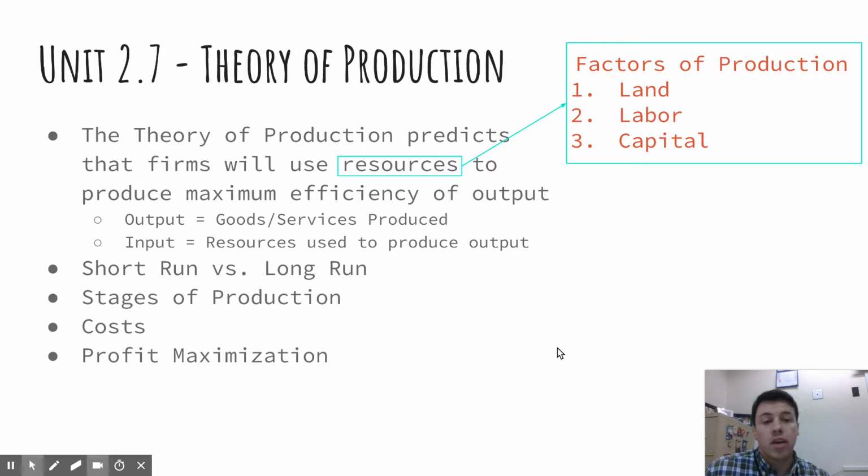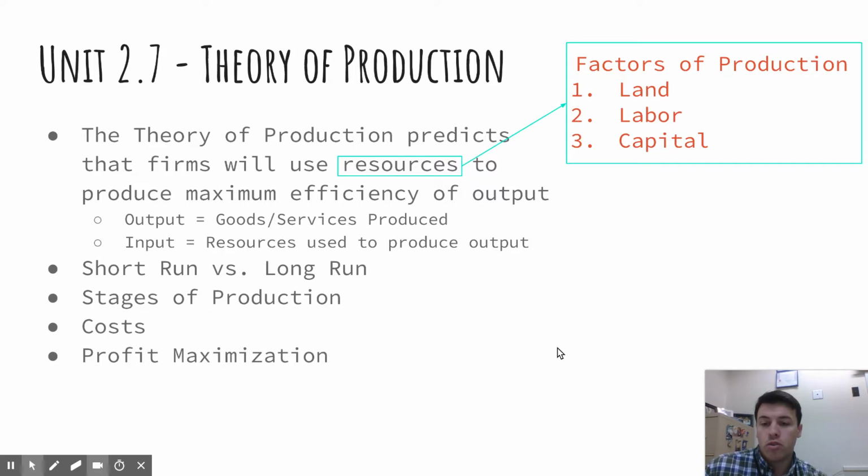There were actually 4 of them: land, labor, capital, and then entrepreneurship. I'm assuming, since we're already talking about the firms using resources, the entrepreneur is already a part of that process, so I'm not including that here. So the land means the space that they're using to produce the products, the labor is the workers, and the capital is the tools and machinery used to produce the goods. So those are the resources we're talking about there.